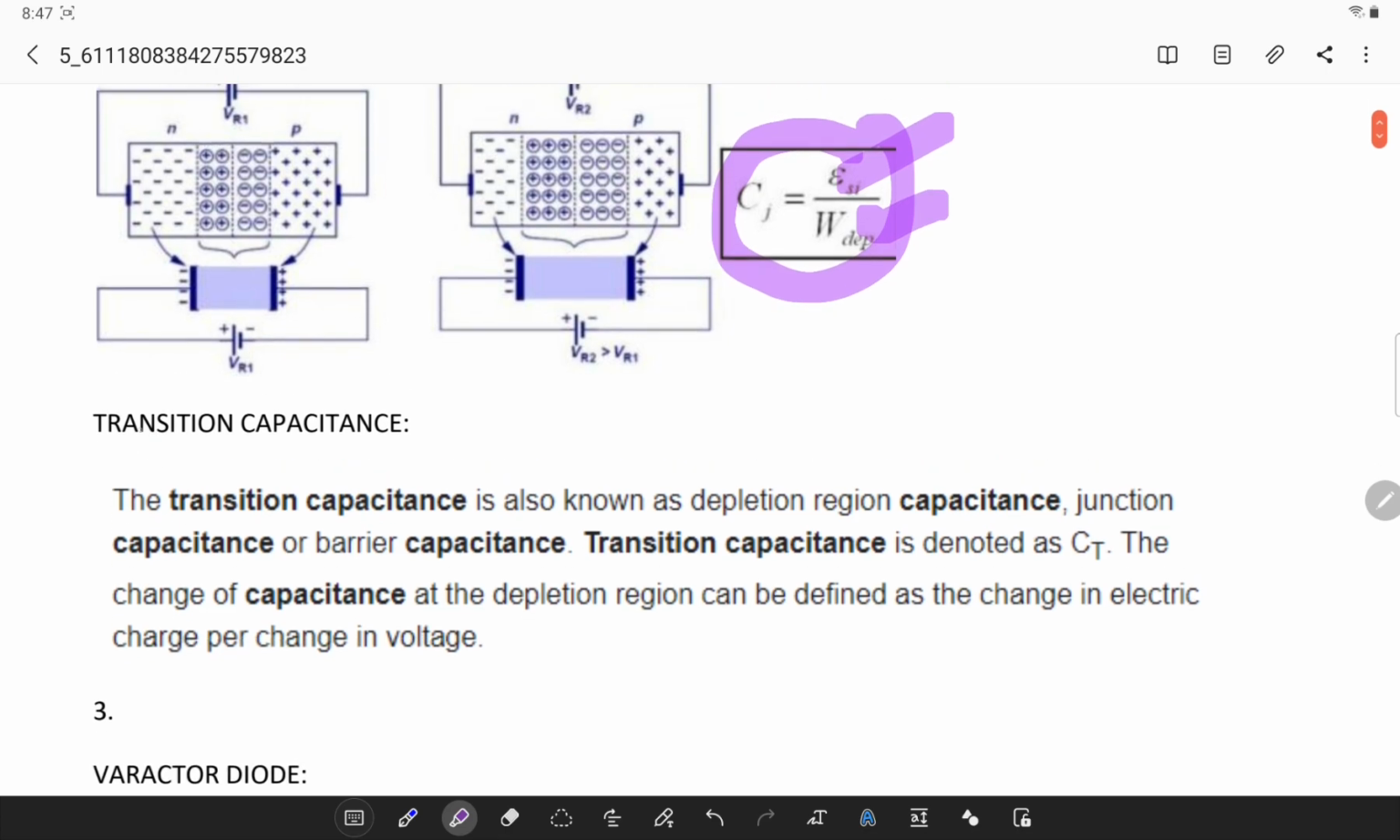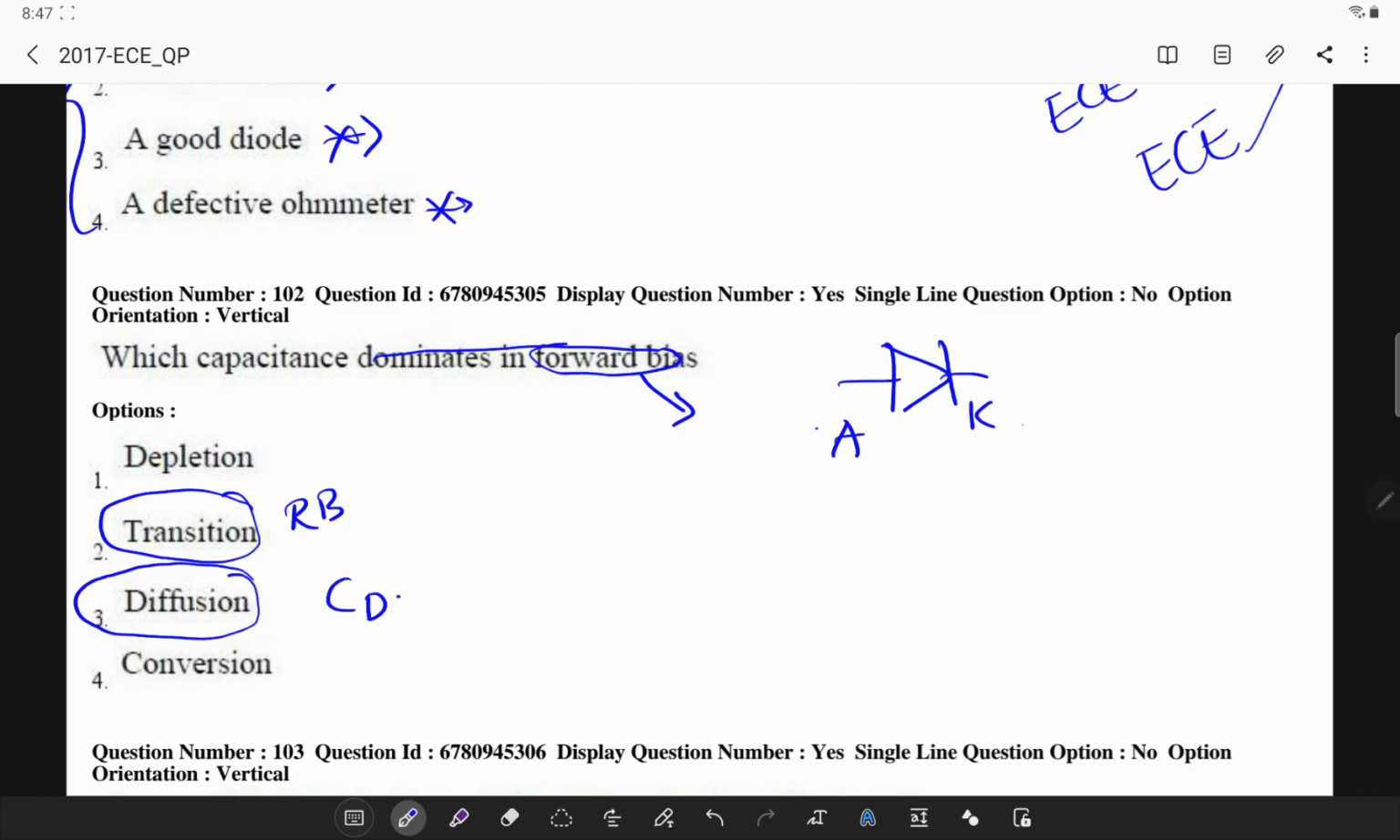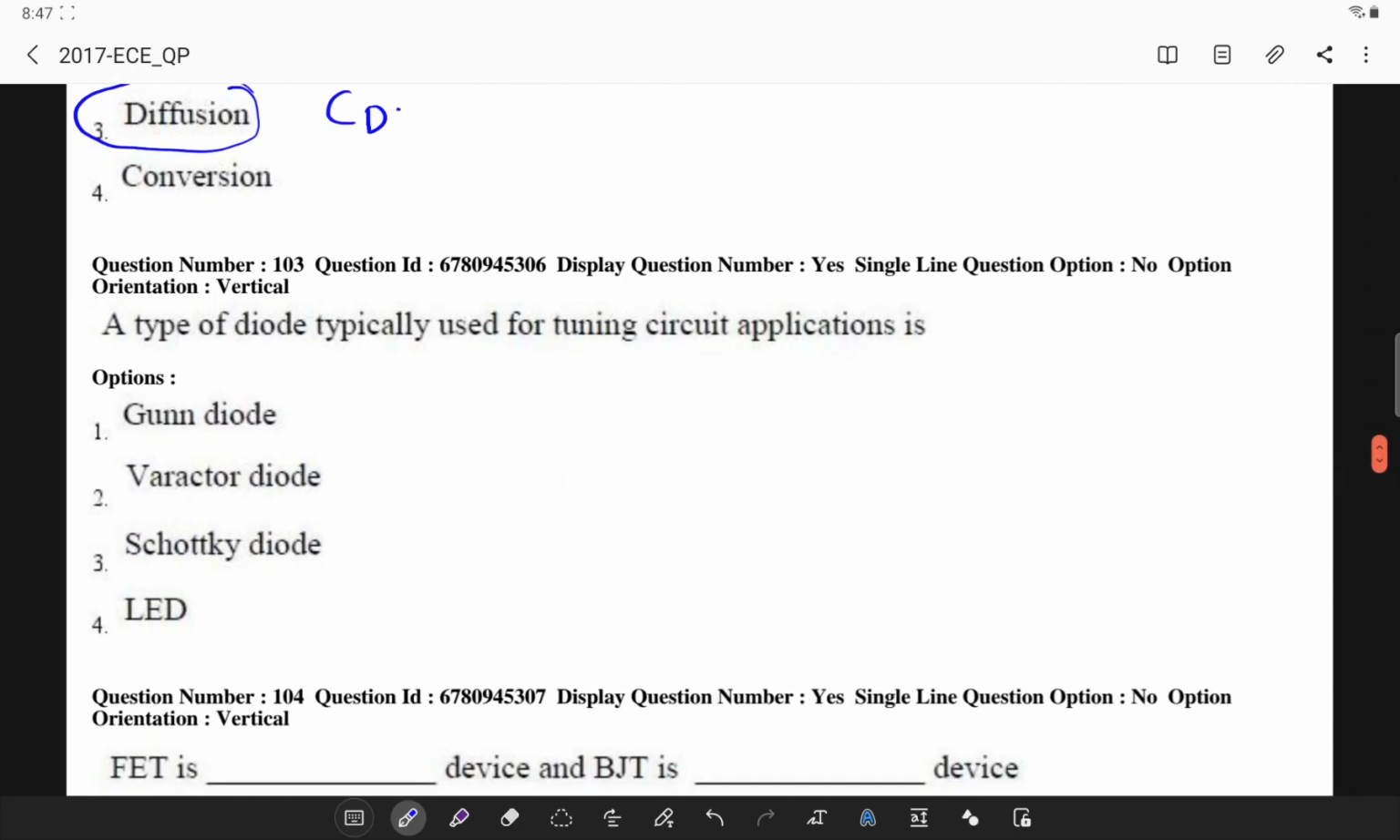Coming back to space transition capacitance. Transition capacitance is also called depletion capacitance, and it is denoted by CT, and it depends on the change in electric charge per change in voltage. So here we have seen the concepts related to diffusion capacitance and space charge capacitance.